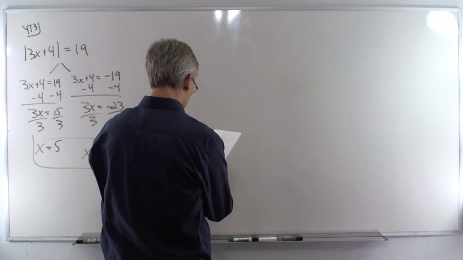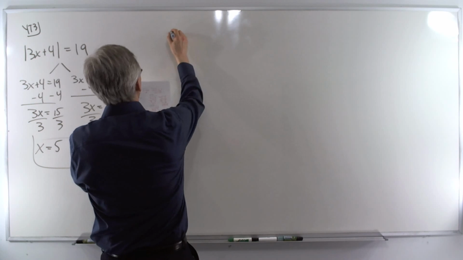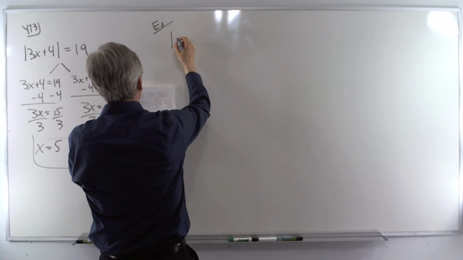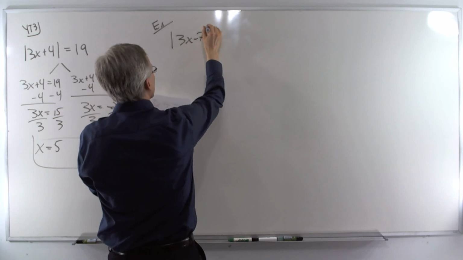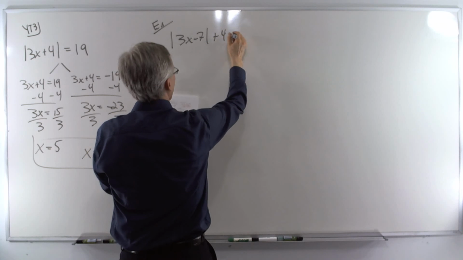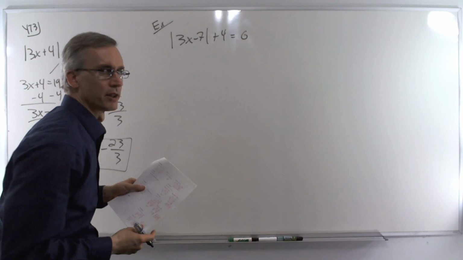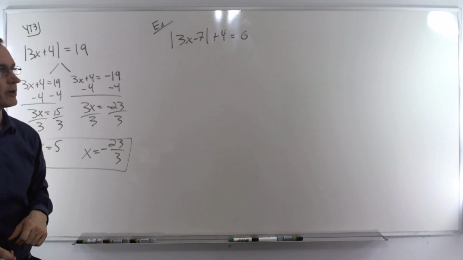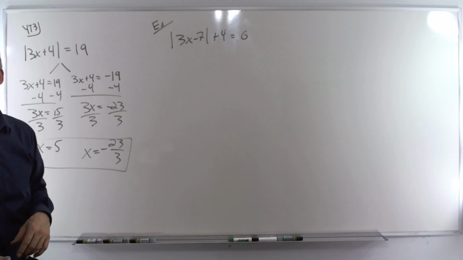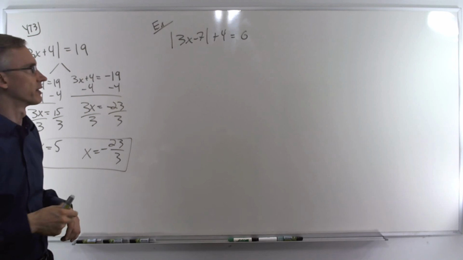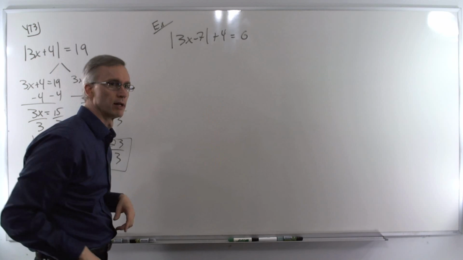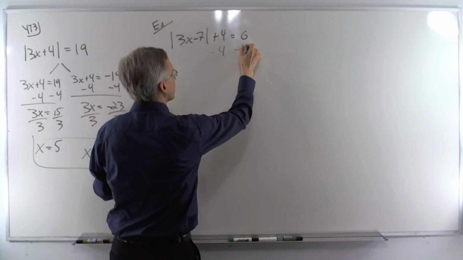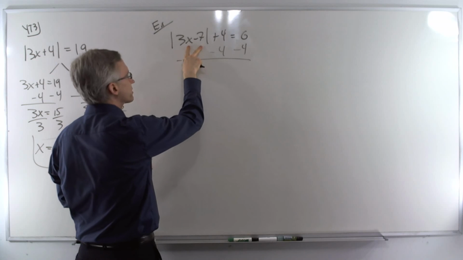Now, next example. We got the absolute value of 3x minus 7, plus 4 equals 6. In all the examples we've seen so far, the absolute value has already been by itself on one side of the equation. But here, this is not the case. A big mistake I see with students solving these is trying to split it up from here. That will not work. Don't do that. You have to get the absolute value all by itself on one side of the equation.